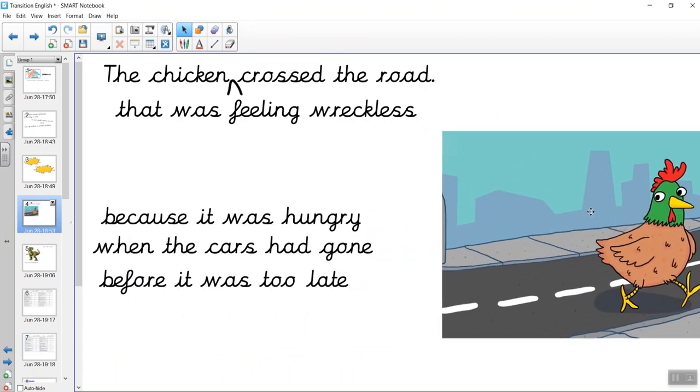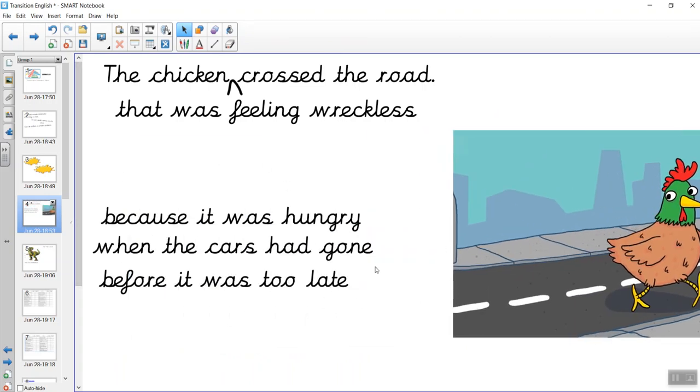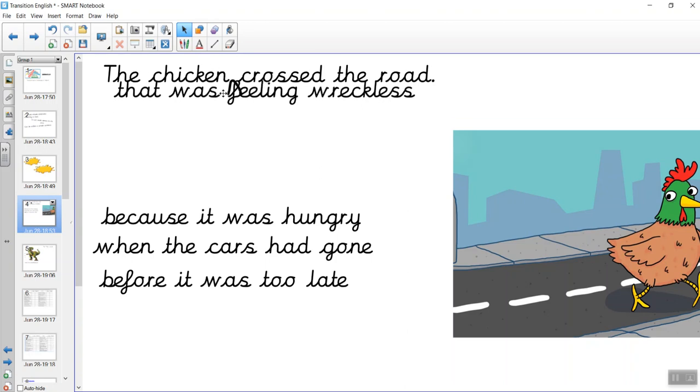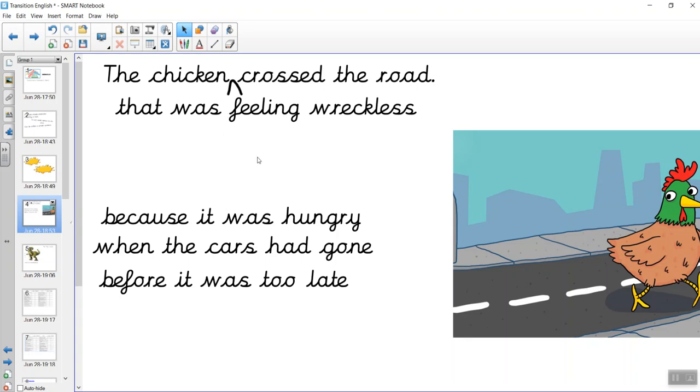So we can have subordinate clauses that start with a subordinating conjunction, and they can go at the end or at the beginning of the sentence, or we could have a relative clause that describes the noun, and if it goes in the middle of the sentence, it's described as an embedded clause.